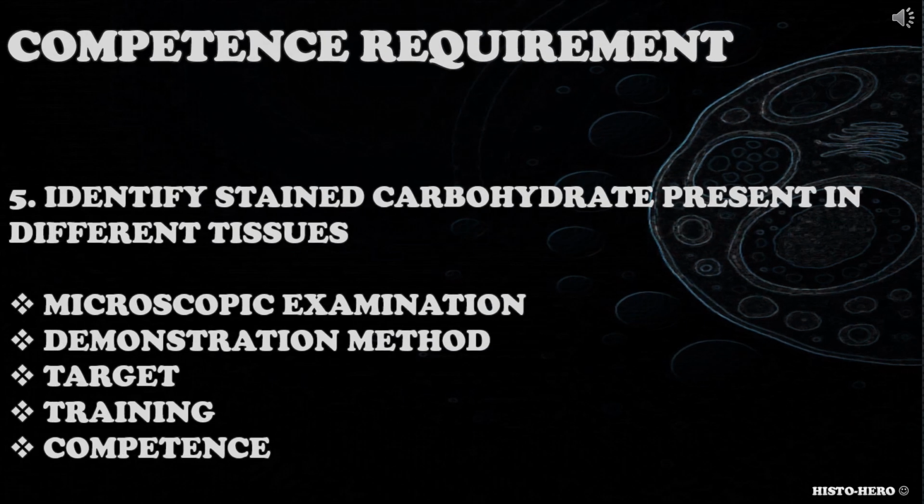The fifth competence requirement is identify stained carbohydrate present in different tissues. Candidate should be able to identify carbohydrates on a stained slide. Can the candidate identify carbohydrates on a stained slide correctly? Do they use correct microscopic technique to identify them? Can they identify the demonstration method used to identify carbohydrates?